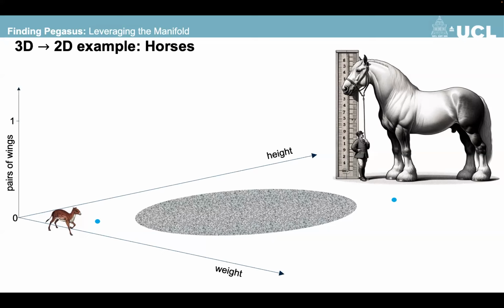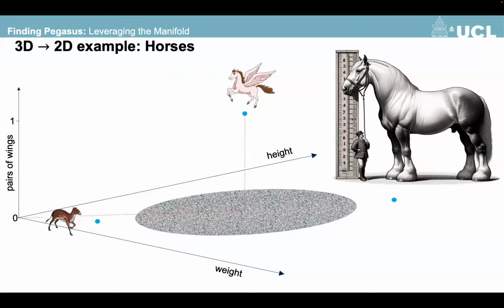But now we're going to add a third dimension, and this dimension is going to be the number of pairs of wings. And it's just a one-shot thing, so it's either going to be 0 or 1. For most of the data set, as you'd expect, they're horses, right? Most of the data set aren't affected by this. They've got 0 pairs of wings. We're going to have one point which has 1 pair of wings, and that's going to be Pegasus.